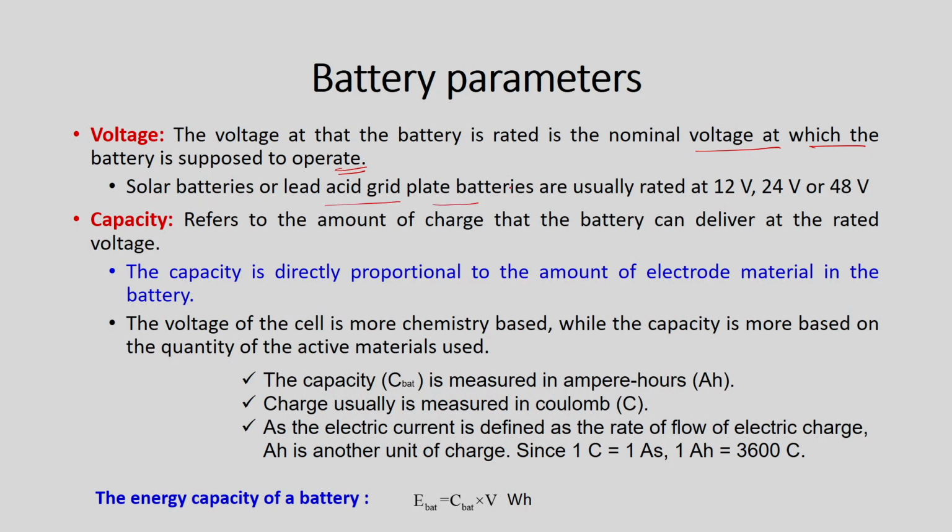The solar batteries or say lead acid grid plate batteries are usually rated at 12 volt, 24 volt or 48 volt. That is what I said, the number of cells required. If a single cell is giving 2 volt, then the number of cells required to get 12 volt will be 6 cells. Okay. So, those have to be connected in series.